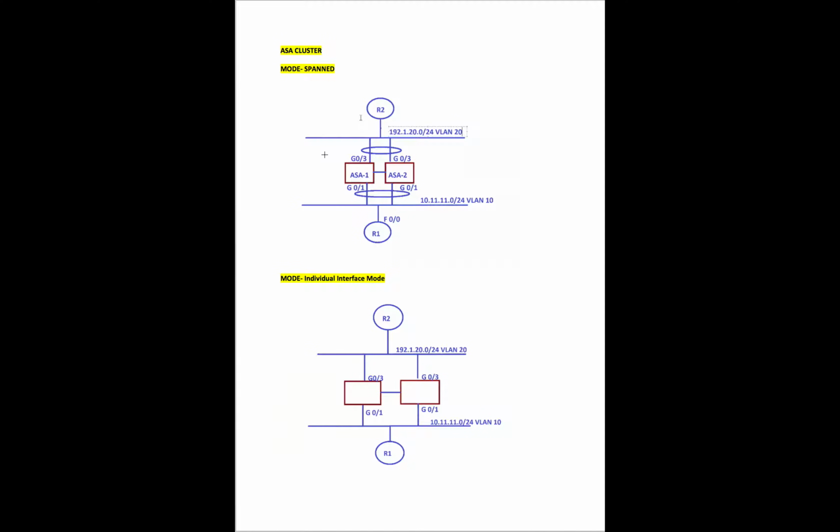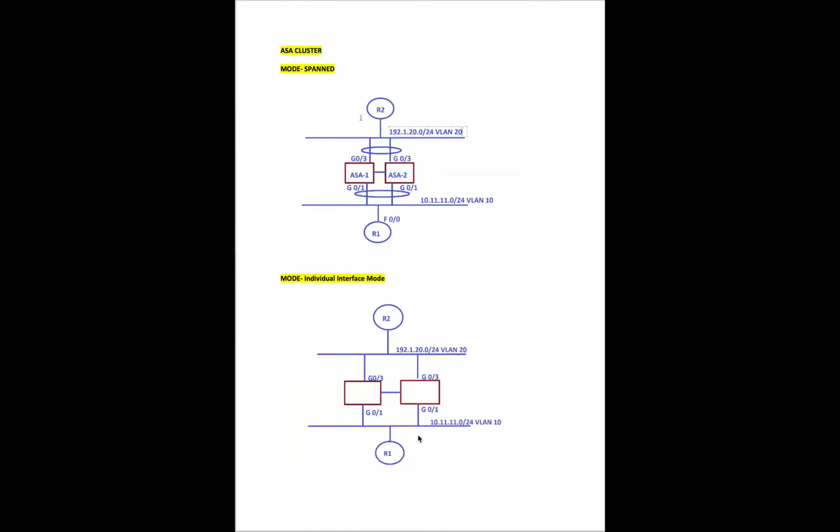Welcome back. This is going to be part 2 of clustering, where we are going to look at the other mode of clustering, which is individual interface mode. On the screen you see we have two devices, R1 and R2, and we also have a similar setup where we have ASA1 and ASA2. The main difference here is we don't have the port channels which we had earlier, and we're going to use routing instead of the port channels to accomplish our goal.